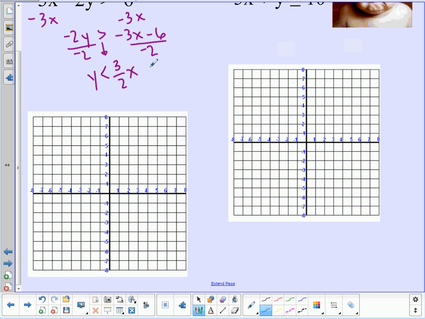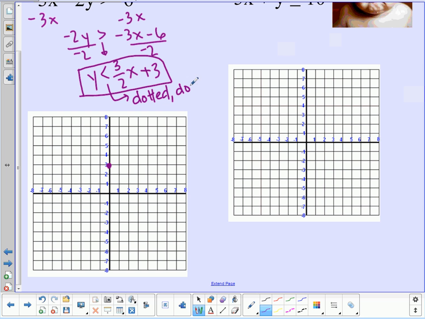And then negative 6 divided by negative 2 is positive 3. So there is my inequality that I'm going to graph. Y-intercept is positive 3. Oh, and let's make our choices. This is a dotted line.